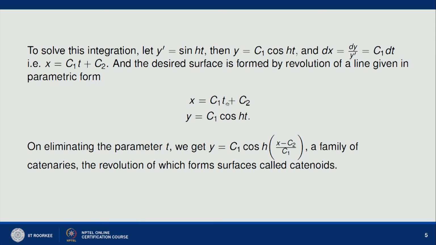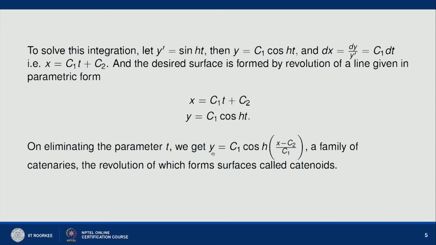So you can find out the value of t here as (x minus C2) divided by C1. So your equation of the extremal curve is given as y equal to C1 cosh of (x minus C2) upon C1, and this curve basically represents a family of catenaries, and the shape which we obtain by the revolution of these catenaries is called catenoids.